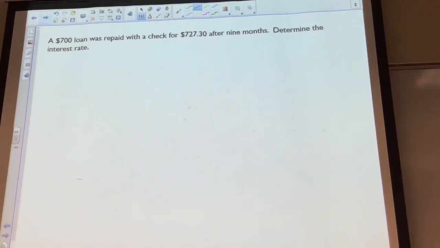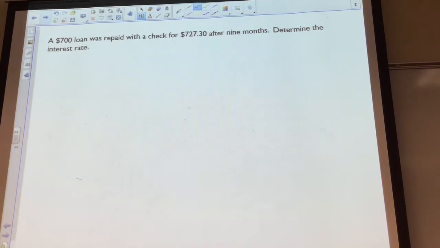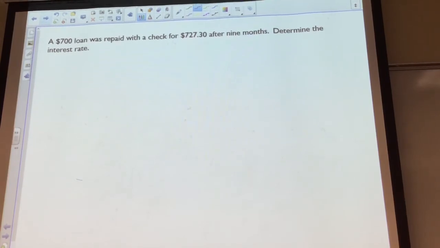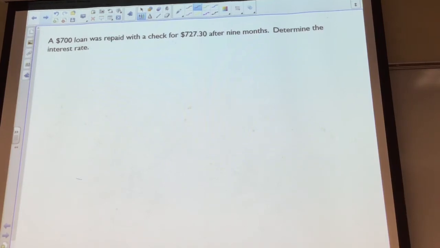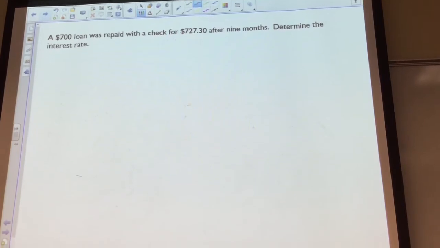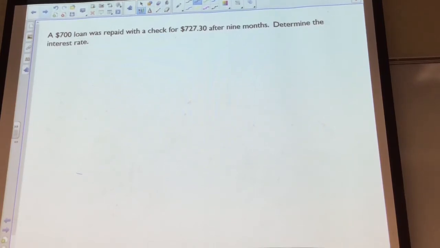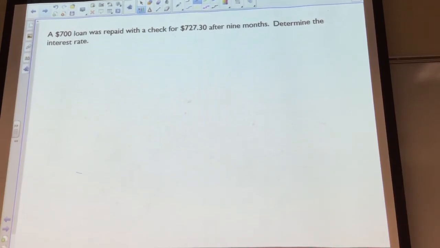Something like this as well. You will not see the problem where they told you that you've got a special interest rate of 25 cents a day on every group of $500. You're not going to see one that's broken up like that. It'll be a little bit more straightforward in the problem. You repaid a loan of $700 with a check for $720.30, and you did so after 9 months. Determine the interest rate.